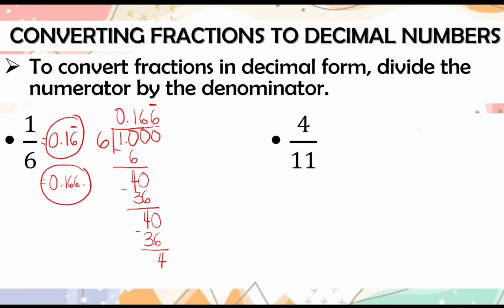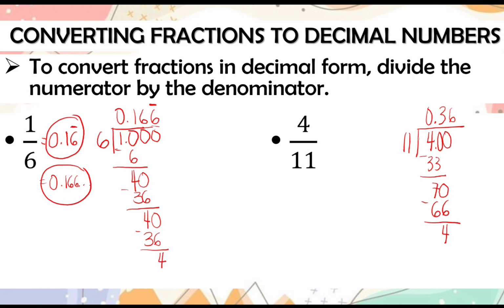Next example, we have 4 divided by 11. So 4 divided by 11 cannot be, so put 0 and then decimal point, then put another 0 in the dividend. 40 divided by 11, that is 3. 3 times 11 is 33. 40 minus 33 is 7. 7 divided by 11 cannot be, so put another 0, bring down 0. 70 divided by 11 is 6. 6 times 11 is 66. 70 minus 66 is 4.